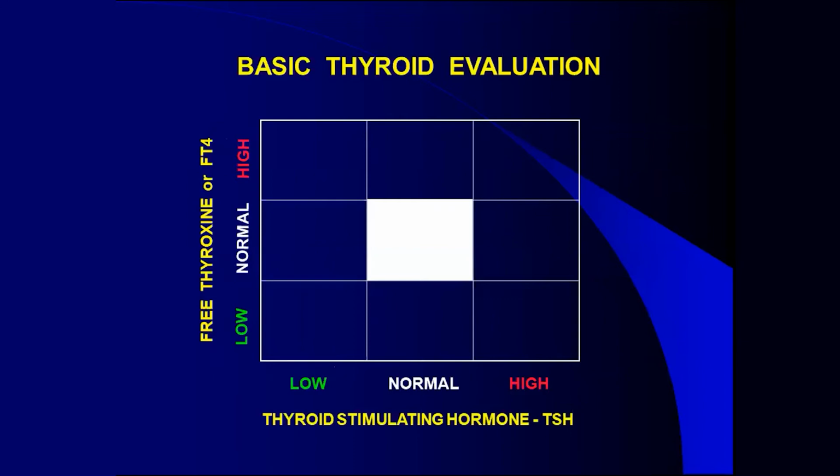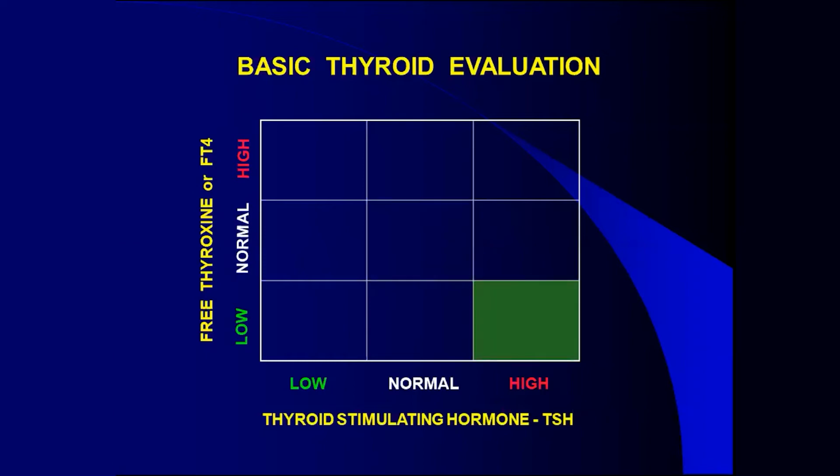So what we do here is, on the y-axis we have the FT4 divided into low, normal, high, and on the x-axis we have TSH again divided into low, normal, high. We have 9 squares here, and as you can see, this white square in the center is where we have normal TSH and normal FT4 values, and no prize for guessing, this is normal. Next, we have this square where the TSH levels are high and the FT4 levels are low.